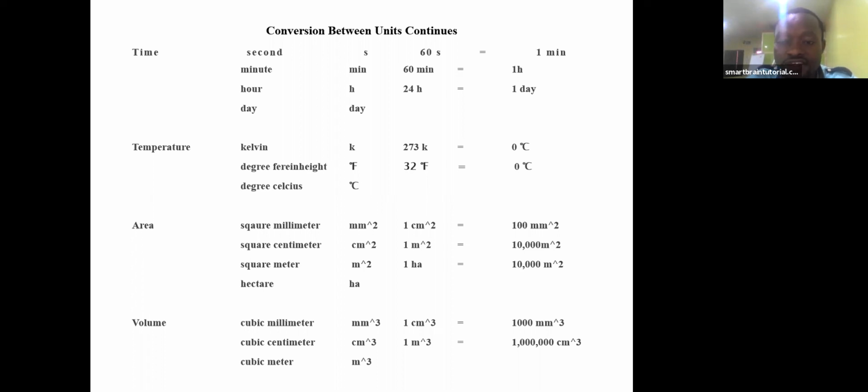Now we have the hectare. A hectare is usually the measurement of the size of a land. 1 hectare is equivalent to 10,000 square meters. That is, the length and the width multiplied together must give 10,000. That represents 1 hectare. The hectare has an abbreviation symbol HA.